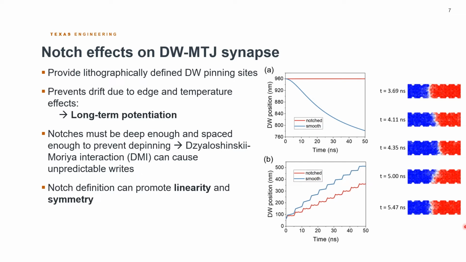Notch definition can also promote linearity and symmetry, as shown here, where the notch device, if we send a set current pulse every 5 nanoseconds, has a very repeatable and constant domain wall position change, while for the smooth one, it's nonlinear because it changes differently each time.